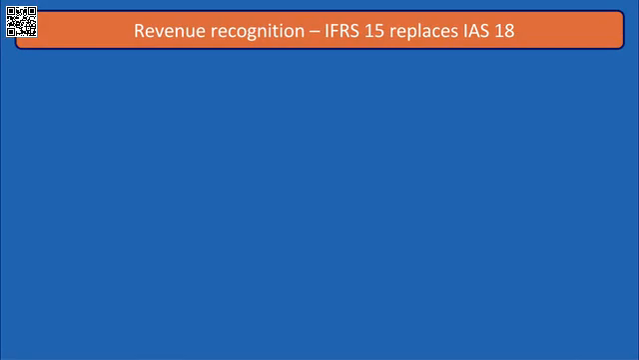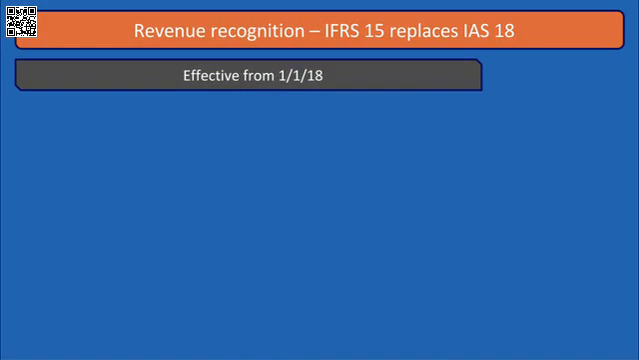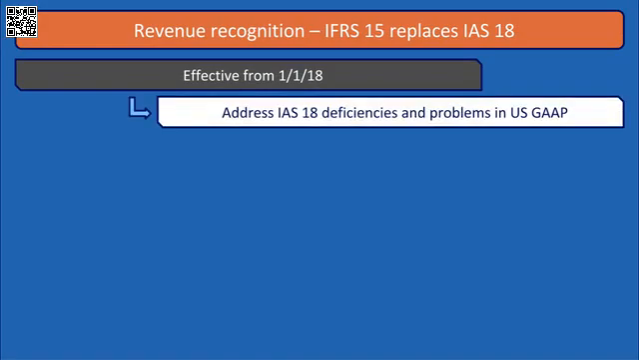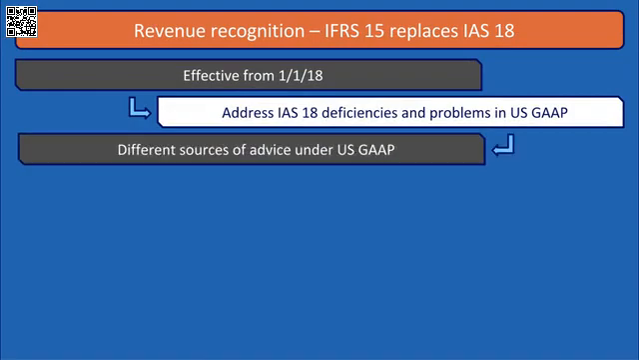Revenue recognition. IFRS 15 replaces IAS 18 and is effective for years beginning on or after the 1st of January 2018. The standard was designed to correct some deficiencies with IAS 18 and also some problems with revenue recognition in US GAAP. In US GAAP, there are many different sources of advice on revenue recognition. Some are written by the SEC, some by the FASB, and some are industry-specific.